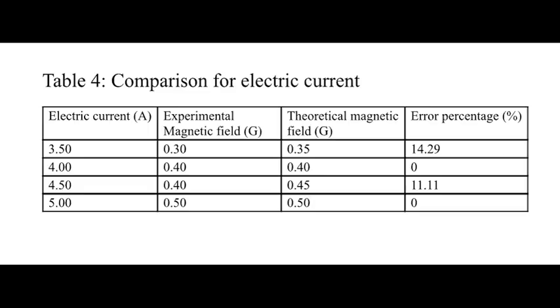By comparing the theoretical and experimental results in this table, I observed an error percentage of 14.29 for a current of 3.5 ampere, 11.11 for 4.5 ampere, and 0 for both 3 and 5 ampere currents.